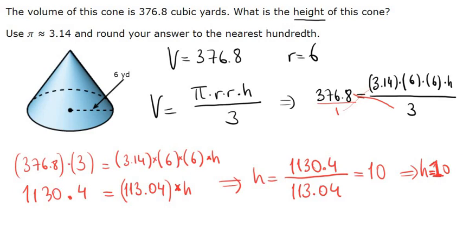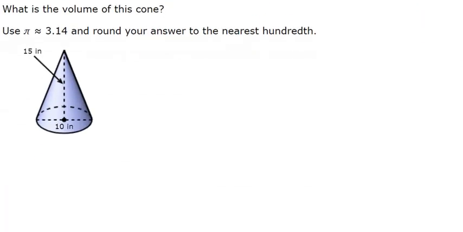Alright, so let's look at the last one. So the last one, the diameter is given. Okay, not the radius, the diameter is given. So d is equal to 10, so the radius is going to be the diameter divided by 2, so that's going to be 5, okay? The radius is always half of diameter. So divide 10 by 2, you're going to get 5. 5 is the radius.